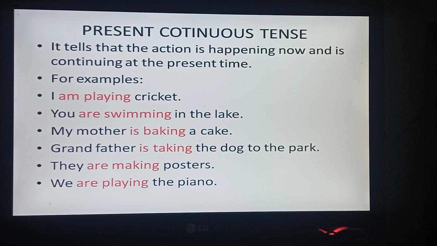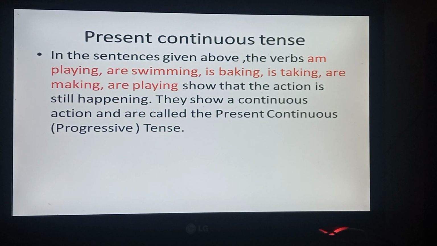You are swimming in the lake. My mother is baking a cake. Grandfather is taking the dog to the park. They are making posters. We are playing the piano. So, we are going to learn more about present continuous tense.